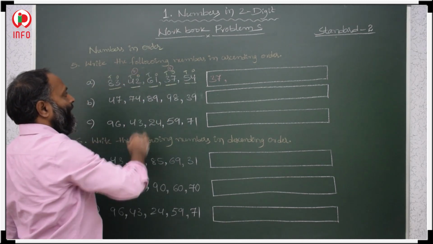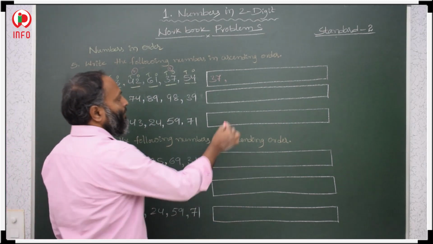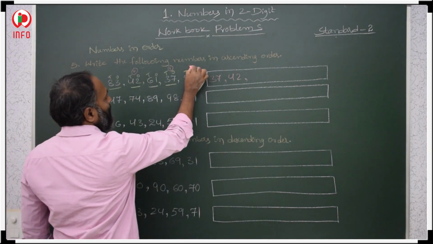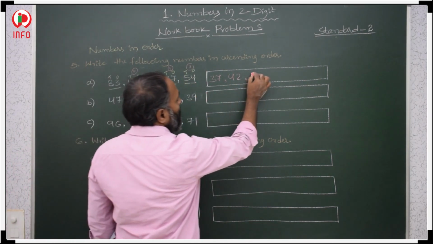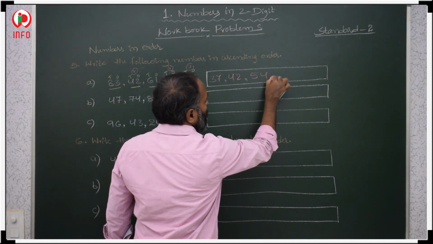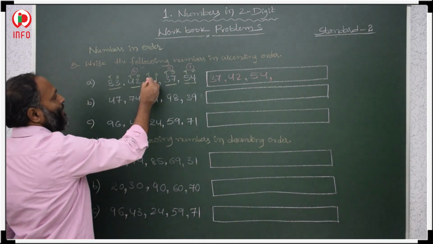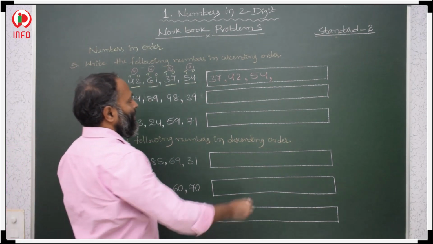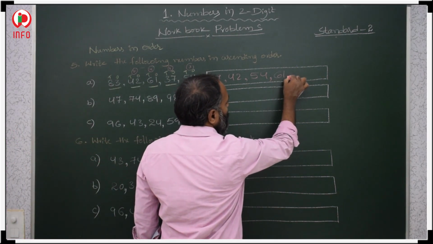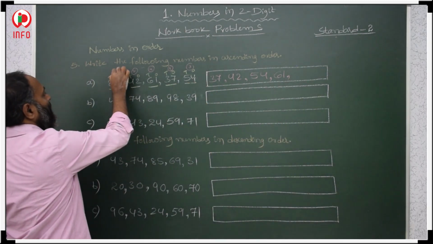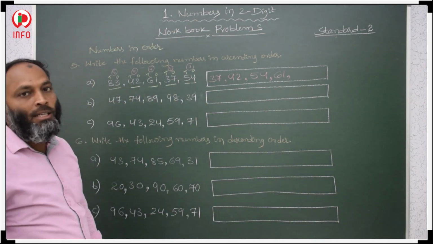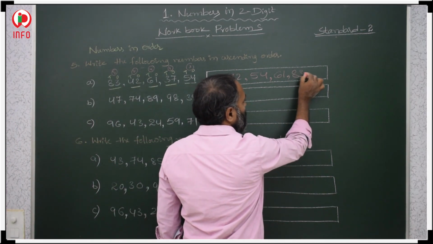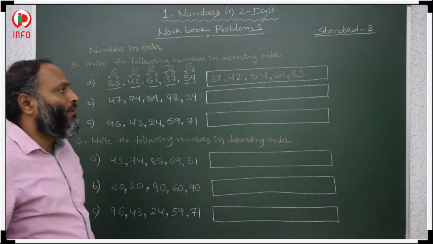This is in second place, 42. After 4, 5 will come, that is 54. After 5, 6 will come. It is in fourth position, that is 61. Then this is in fifth place, 83. In this way we have to compare.